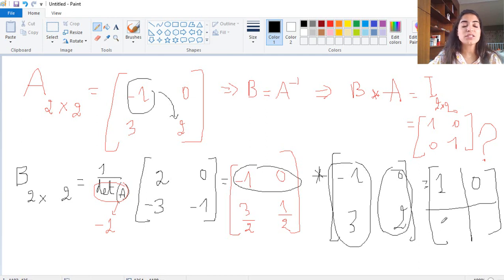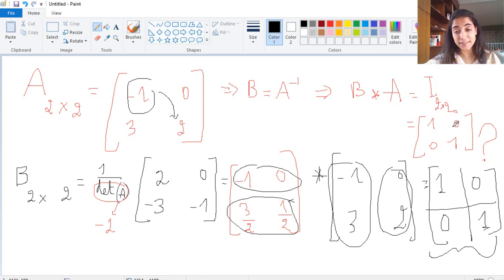Now this one here is 2, 1, which means the second row, first column. So it is minus 3 over 2, plus 3 over 2, which is 0. Now this one here is 2, 2, which means second row, second column. So it is 0 plus 2 over 2, which is 1. And it's very nice because this is basically I of size 2. So B is the inverse of A if B times A is equal to I.